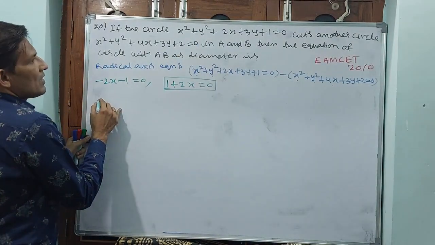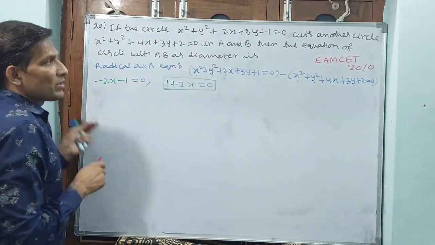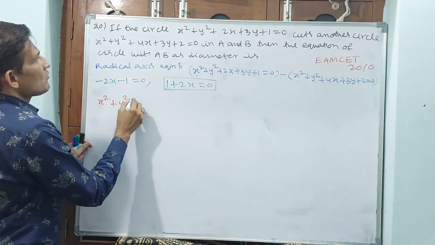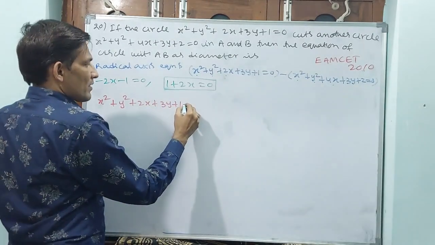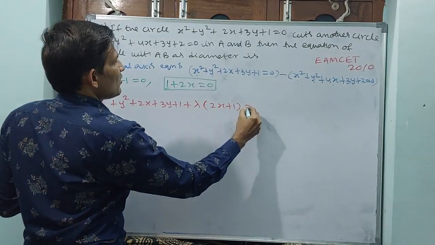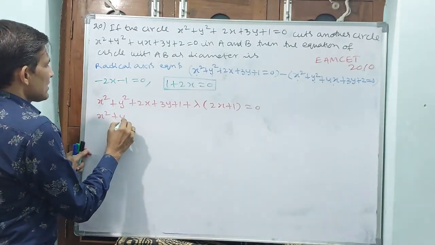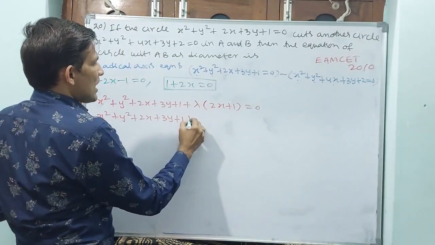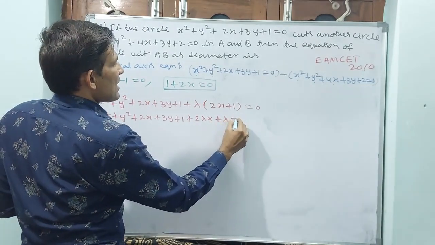You see how we did it in the last question. This equation plus lambda into this, you have to write. So x square plus y square plus 2x plus 3y plus 1 plus lambda into 2x plus 1 equal to 0. Expand this: x square plus y square plus 2x plus 3y plus 1 plus 2 lambda x plus lambda equal to 0.